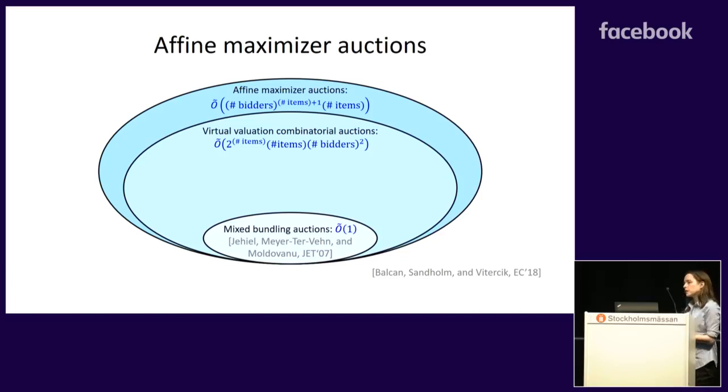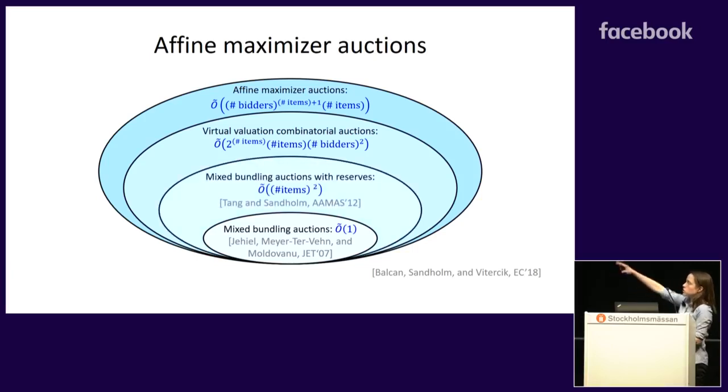So for example, mixed bundling auctions are basically a subset of affine maximizer auctions. Remember, affine maximizer auctions are a class of generalized VCG auctions where you get to boost the social welfare of a set of allocations, and you also get to multiplicatively boost every bidder's bids. In mixed bundling auctions, you are only allowed to boost those allocations where some buyer gets the grand bundle, gets all of the items. So you have a very constrained optimization space. And then there are also classes that sit in between this very simple class of mixed bundling auctions and the more general classes. And these also have relatively nice pseudo-dimension bounds.